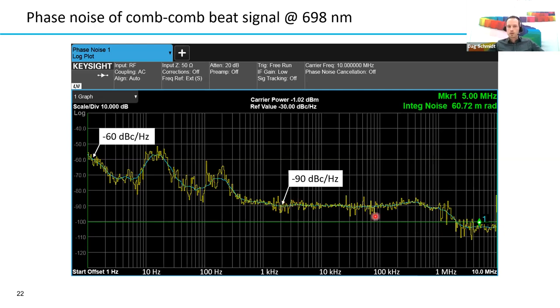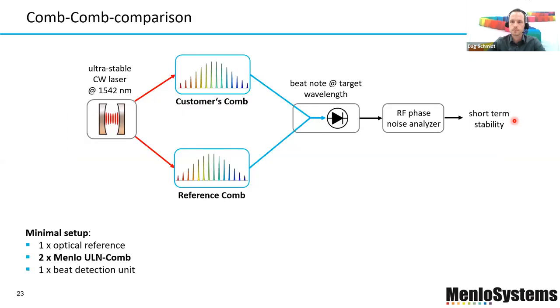You can also do the integral over the phase noise, and in total we have an integrated phase noise of only 61 millirads here. And this is really the most meaningful measure, the phase noise. So if you're interested in lasers or in combs, you should really ask for phase noise data. This tells you everything. You can also derive the Allan deviation from this in theory, and for technical reasons this is not so easy, but the phase noise includes all information you can get from an optical or RF signal. Okay, so this was the short-term stability.